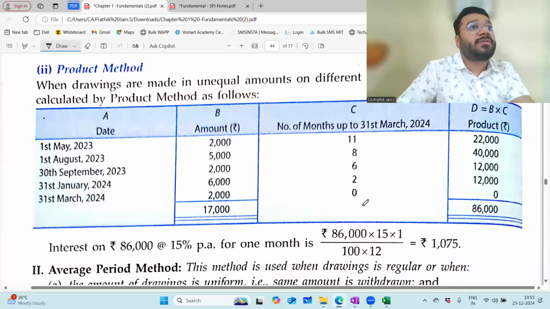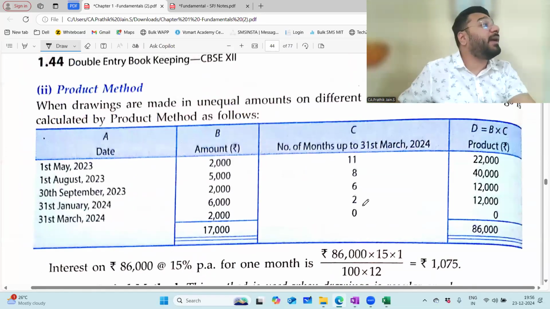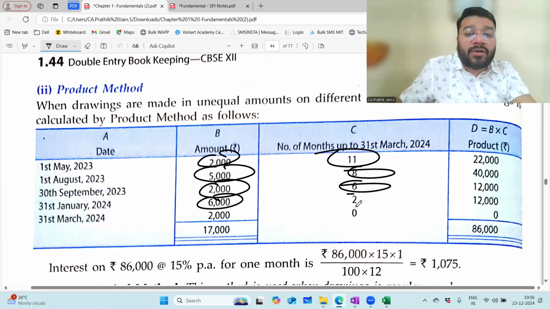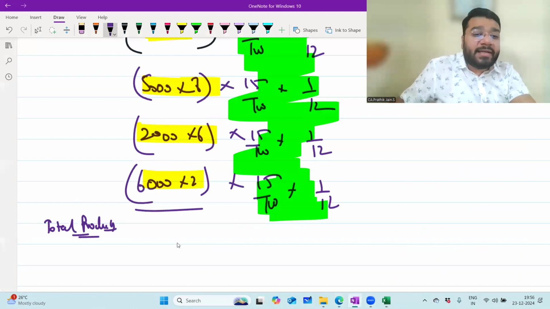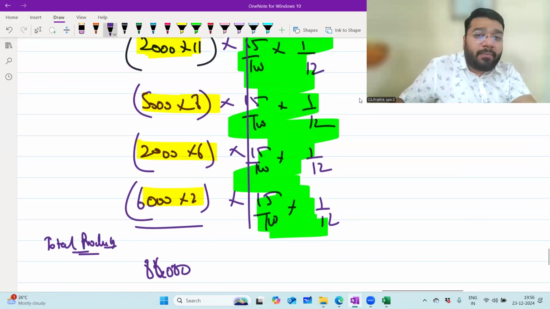People get confused over such a big format they've given. Nothing special they've done. The same formula they have done, just simplified it mathematically. 2,000 into 11, 5,000 into 8, 2,000 into 6, 6,000 into 2. You get 4 amounts. For total, I'll get 86,000. Now, in this entire calculation, these points were common, no?